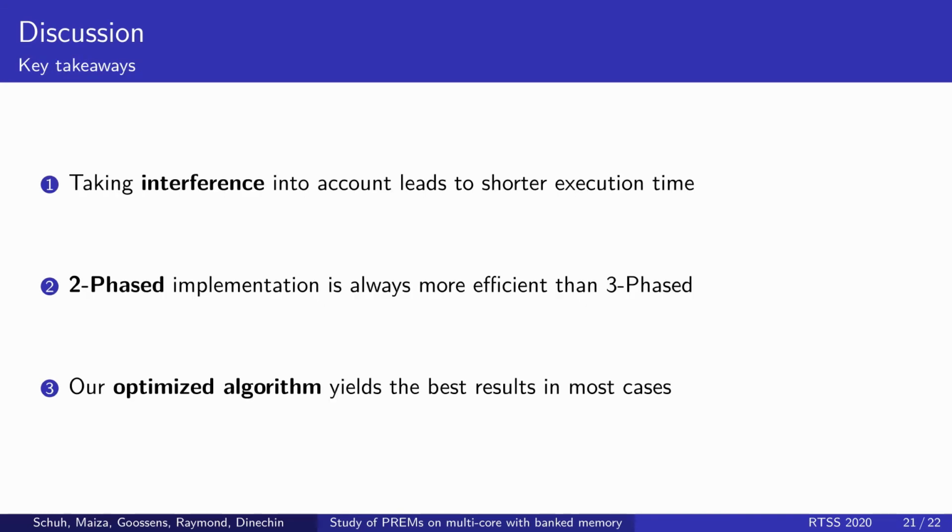And now reinforcing the key takeaways of our paper. The first one is that taking interference into account leads to shorter execution time. The second is that a two-phase implementation is always more efficient than a three-phase one, no matter the memory partitioning model. And the third is that between the algorithms that we have implemented, our optimized version yields the best result in most cases, even though it is not comparable to the memory-centric, as we have seen for the automotive use case.